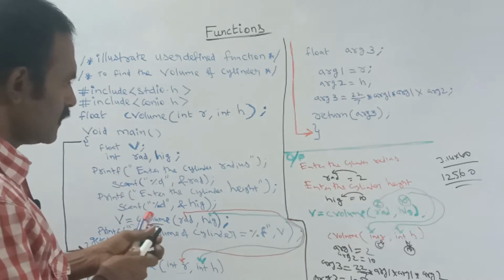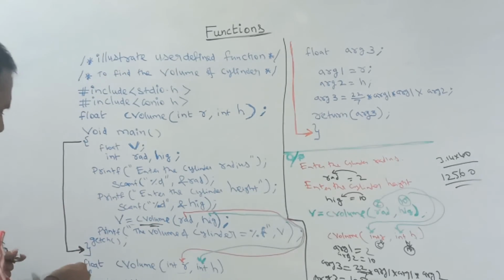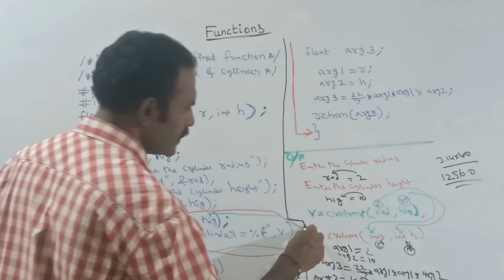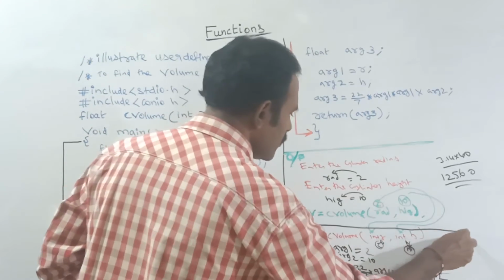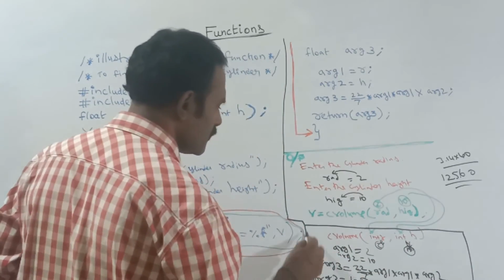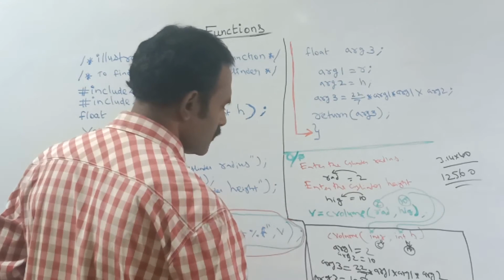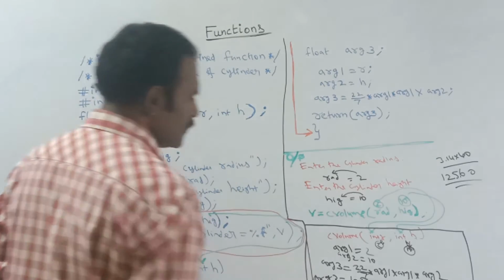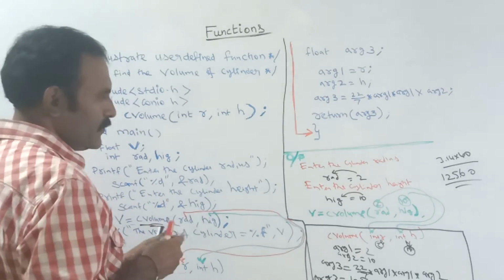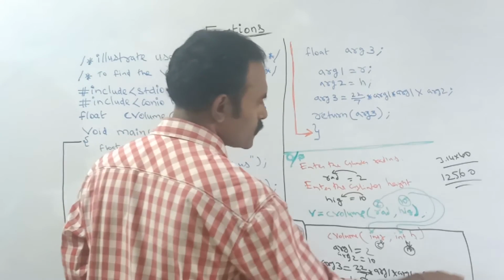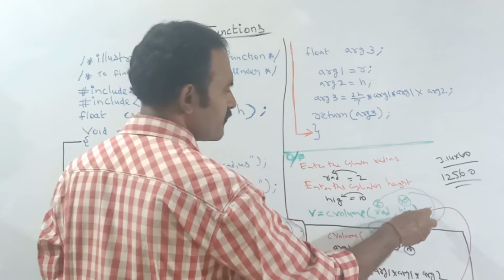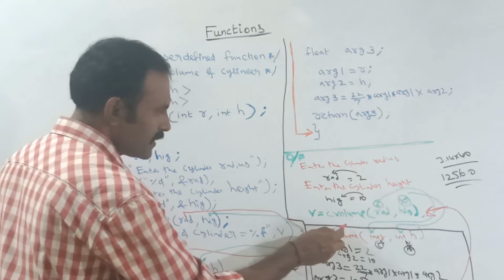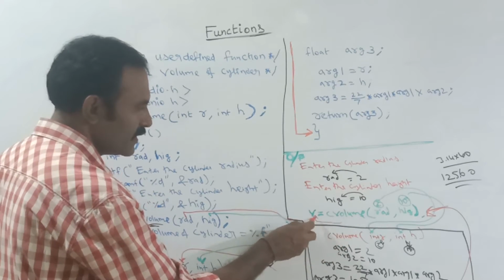This is all the process under the user defined function, see volume here. This process returns arg3. So this return value goes back to where the function was called. Here the function is called and this return value will be stored to variable v.